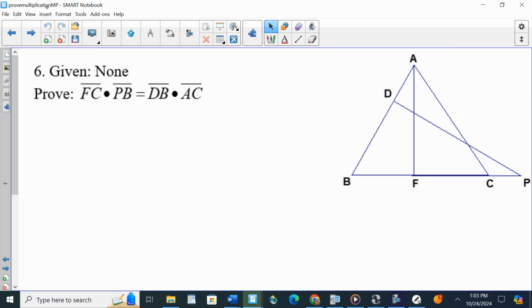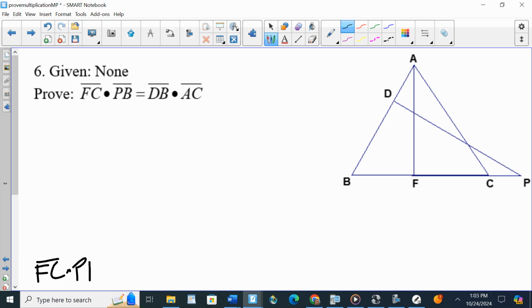Let's take a look at number 6 here. There's a lot of triangles going on here, so I really don't know what corresponds to what. I really don't know which triangles I'll be proving just by looking at the picture. So I'm going to follow the process. I see that I'm proving multiplication. I'm going to work backwards. FC times PB equals DB times AC. The reason always for the multiplication is cross products are equal.